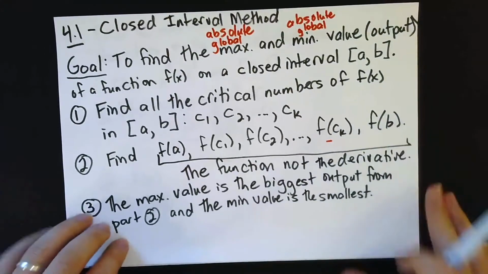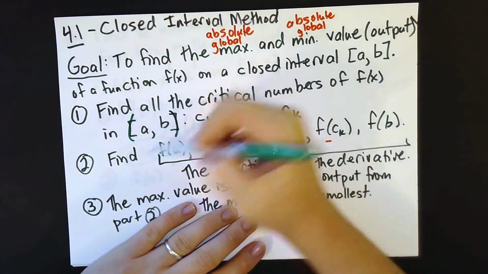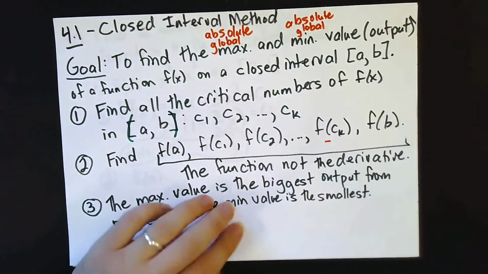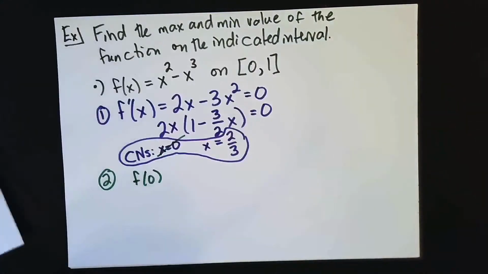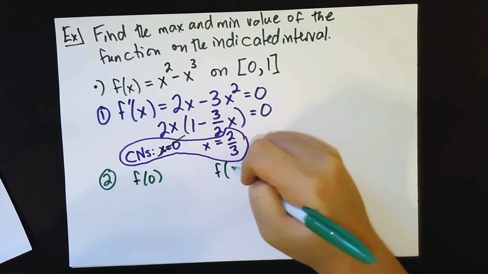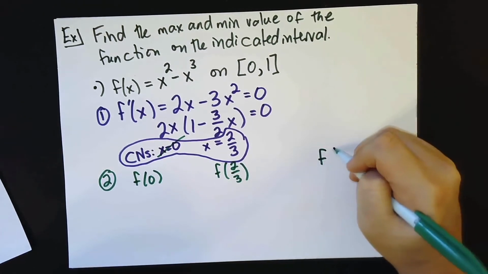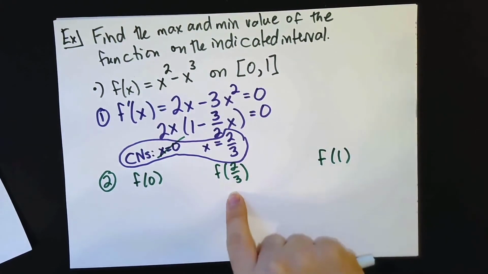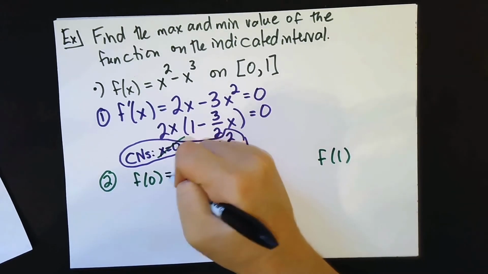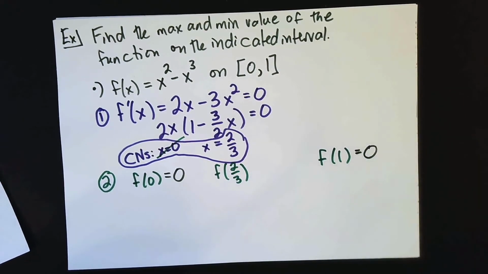In other words, if you like, you can put these sort of open braces here that say, all I really need is all the critical numbers that are in the open interval a to b. It doesn't matter a lot, but it'll save you maybe a tiny smidge of time. So, I will find the value of f at the left and right endpoint, and then the value of f at this critical number in the middle. Now, f of 0 is 0, and f of 1 is also 0.